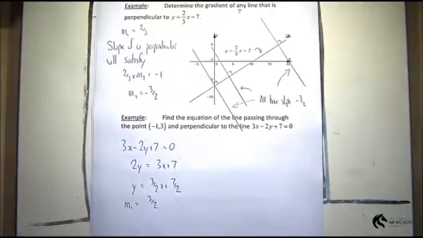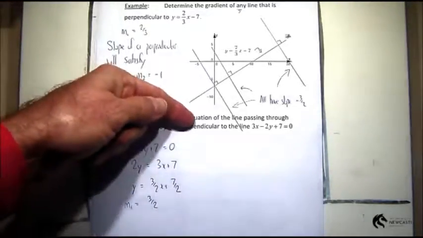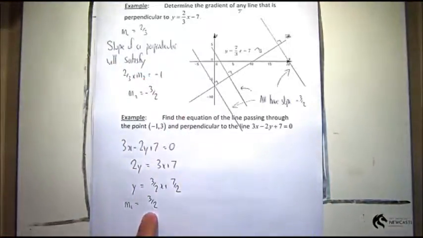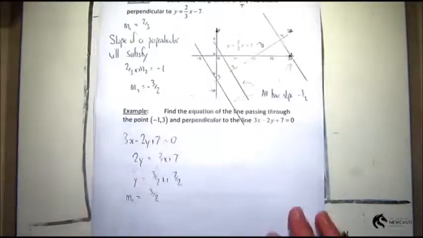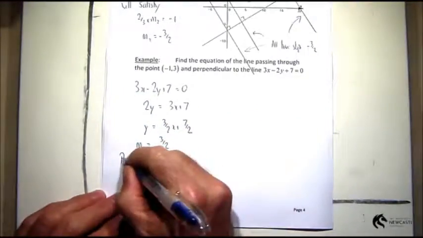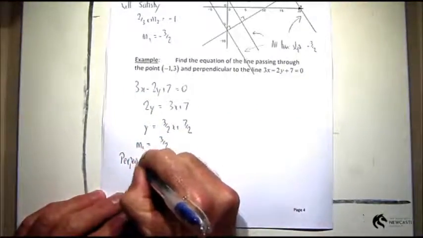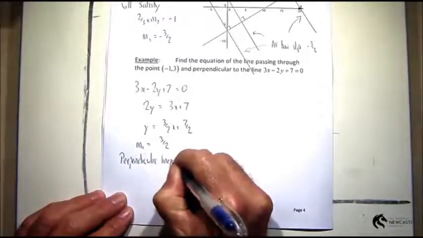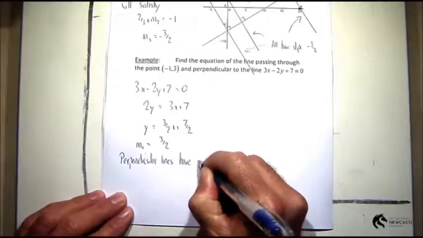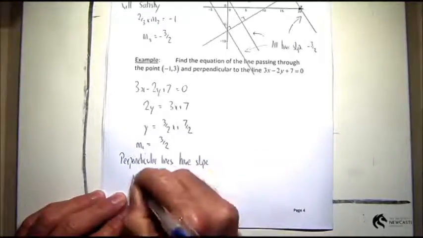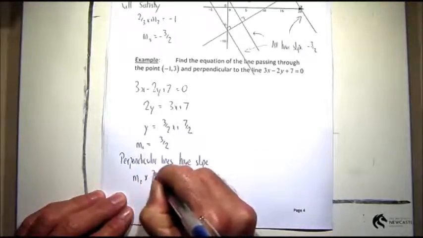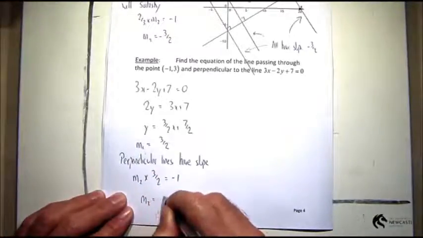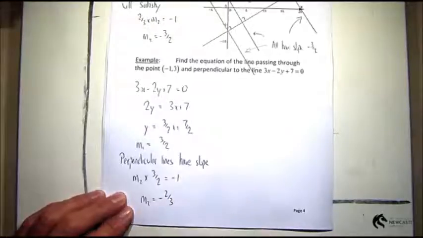We want a line that's perpendicular to this, so we want a slope such that when I multiply it by 3 on 2, I get minus 1. So I can say perpendicular lines have slope m2 times 3 on 2 has to be minus 1. So m2 has to be minus 2/3.